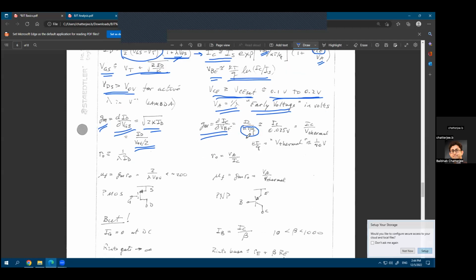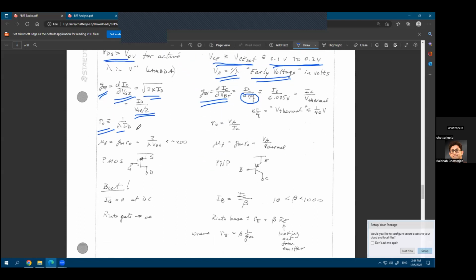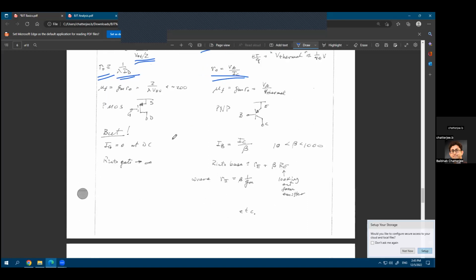So you see that the equations are much simpler for a BJT. If you know MOSFETs, BJTs should look much easier than MOSFETs. So gm is just IC over VT, or IC over 25 millivolts. That is your gm for a BJT. ro is 1 upon lambda ID for your MOSFET. Because lambda is 1 upon VA for your BJT, you just replace it with that, so ro is VA over IC for your BJT. So again, you see that there is a lot of analogy between your MOSFET and the BJT.